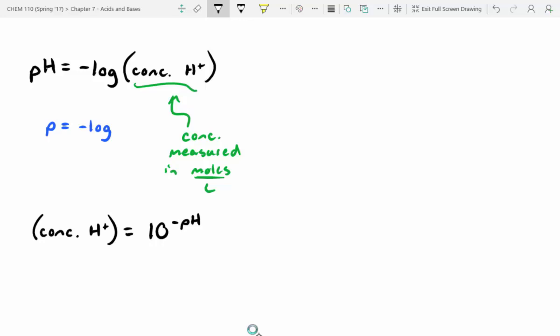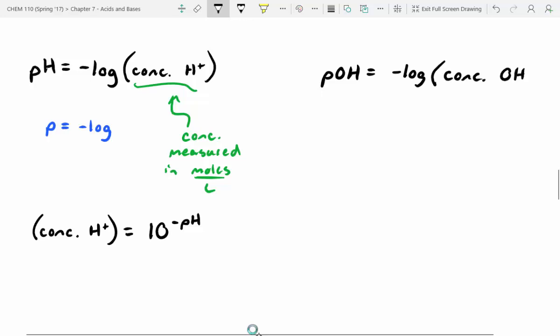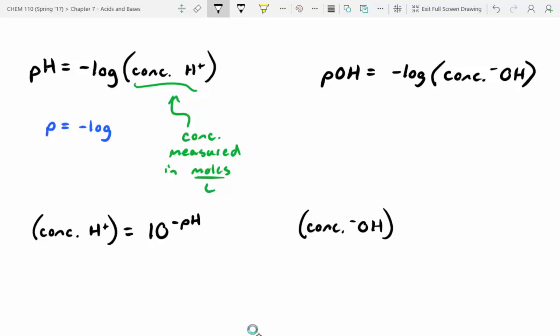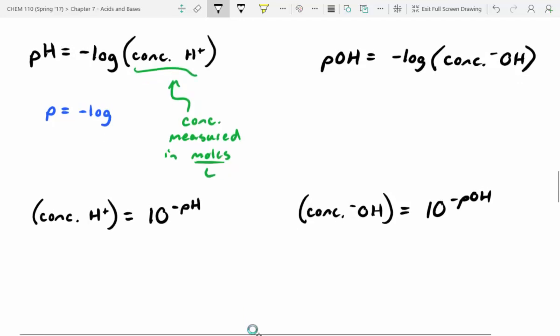There's also the sister equation that's pOH, which is negative log of the concentration of hydroxide. And same sort of thing, the concentration of hydroxide is going to be equal to 10 to the negative pOH. These are really closely related. It depends on whether or not you're measuring acidity or basicity. However, 9 times out of 10, you're going to be looking at pH, not pOH. It's somewhat uncommon.